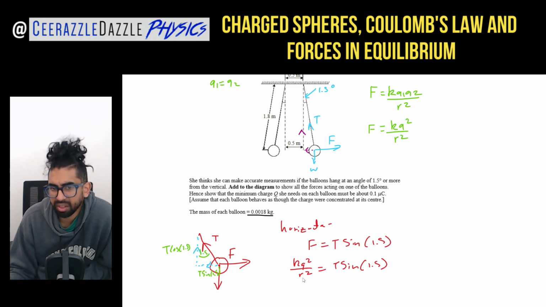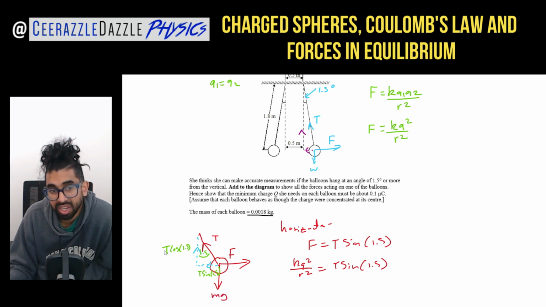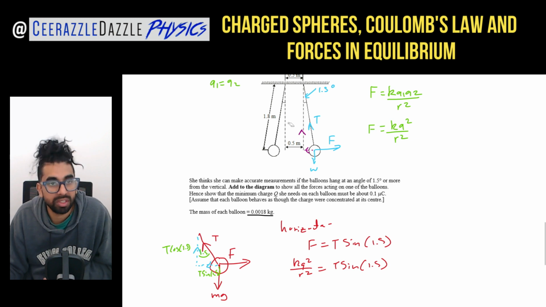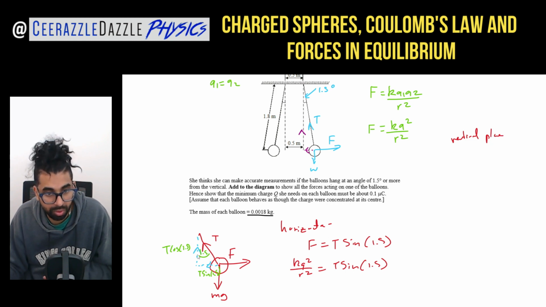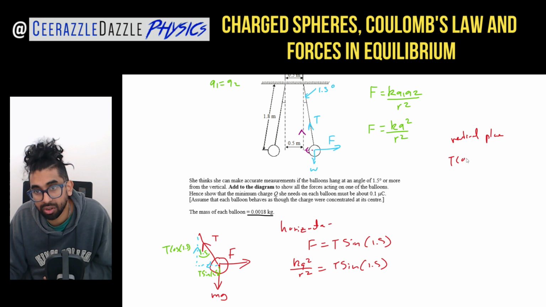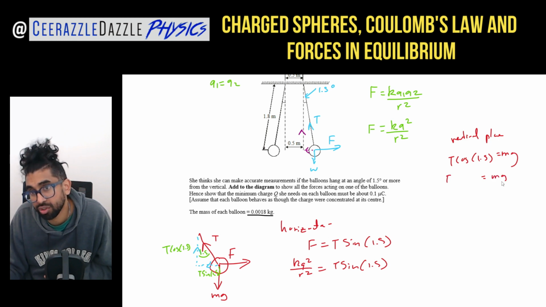But you might be thinking, hang on a minute, we're no closer to finding out Q. How are we going to find out Q? But we can find T, everyone, don't forget. The force pulling downwards is the weight, mg, and that must be equal to the force upwards, T cos 1.5. So in the vertical plane, looking at upwards forces and downwards forces, we can say that T cos of the angle 1.5 is equal to mg, and therefore T is equal to mg divided by cos 1.5.